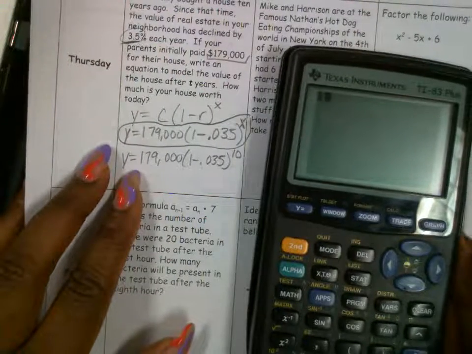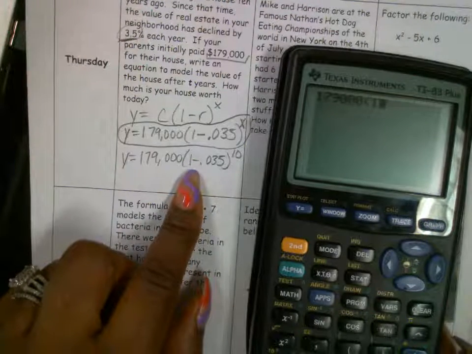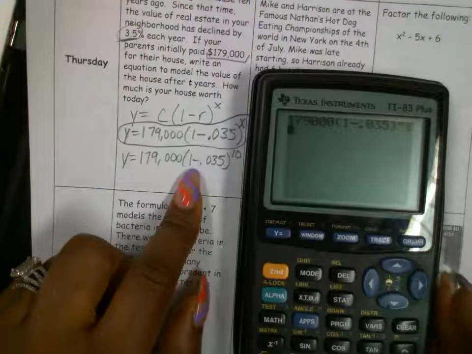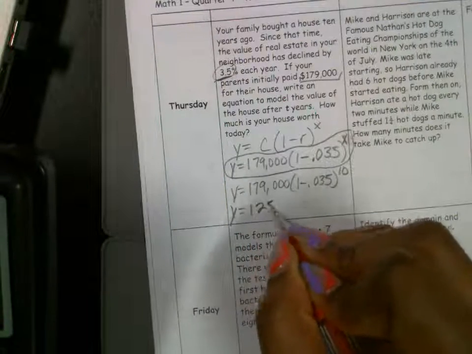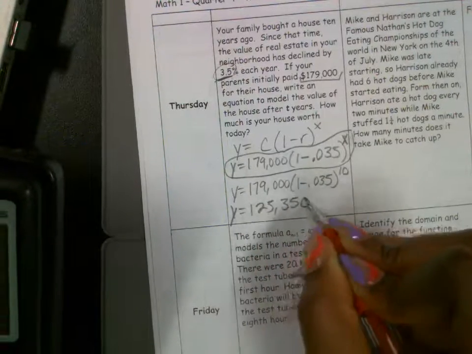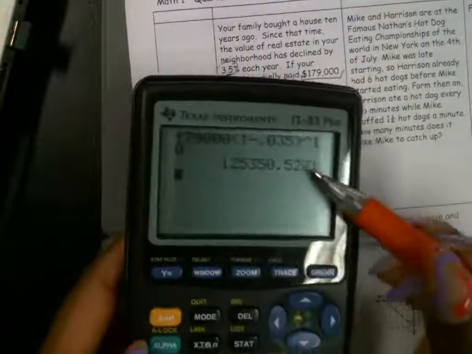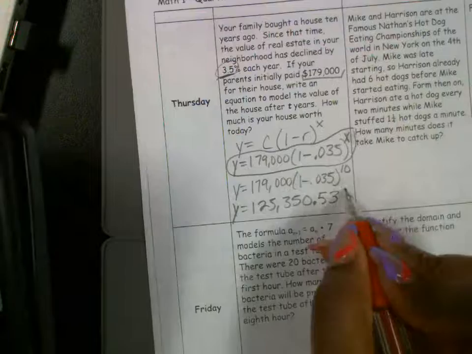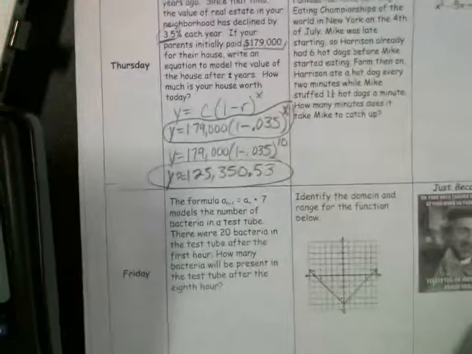We have 179,000, parentheses 1 minus 0.035, and we're raising it to the 10 power. How much money is that now? Very good. $125,350. And how many cents? 53. Well, we're going to round it to 53. Well, it's 52, but let's round to 53 because of the 7. Okay, so that's about what it is. And let's put the squiggly lines because we did round. Any questions about that?